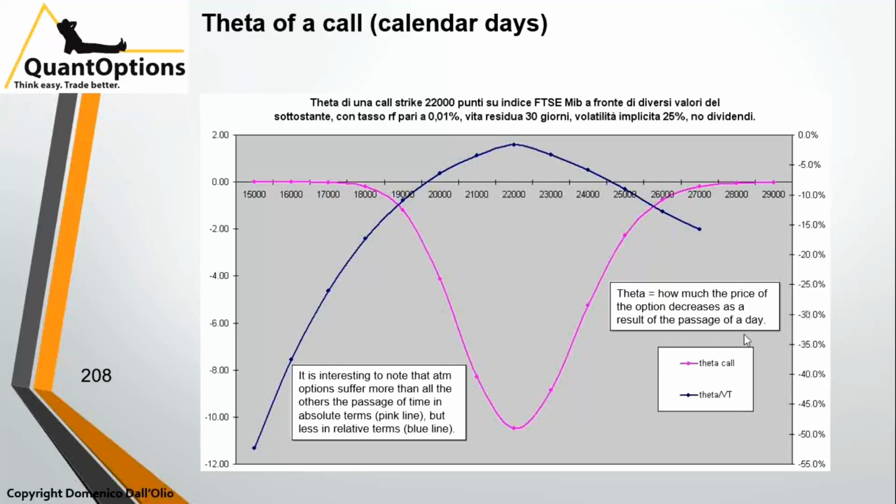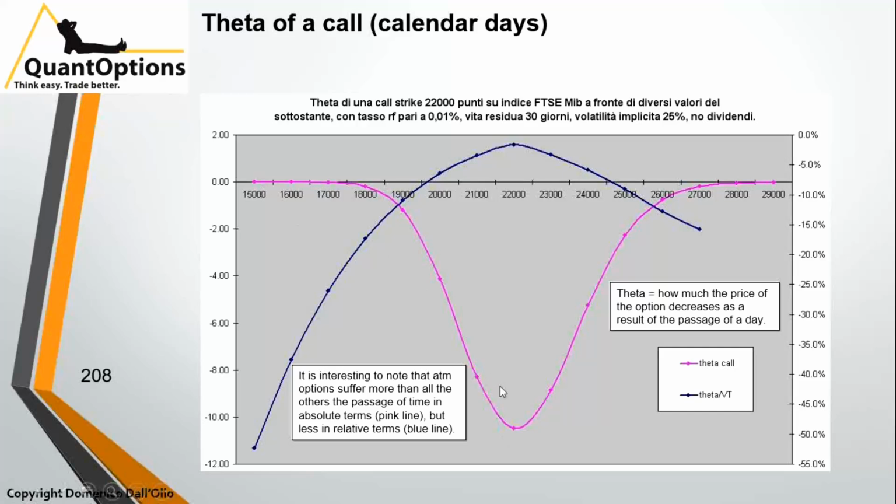First, let's read here. The theta is how much the price of the option decreases as a result of the passage of a day. As we can see, the at the money option is the more reactive one, in negative terms, because every day that passes, the premium of the option is eroded. But pay attention, it is interesting to note that at the money options suffer more than all the others the passage of time in absolute terms, the pink line, but less in relative terms, the blue line.